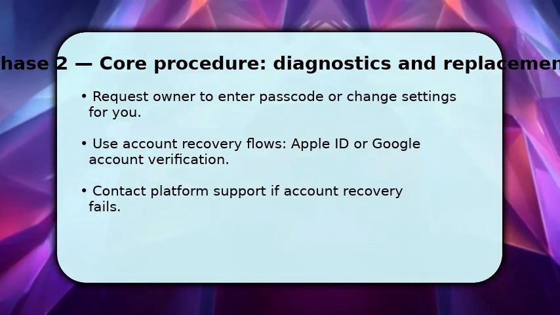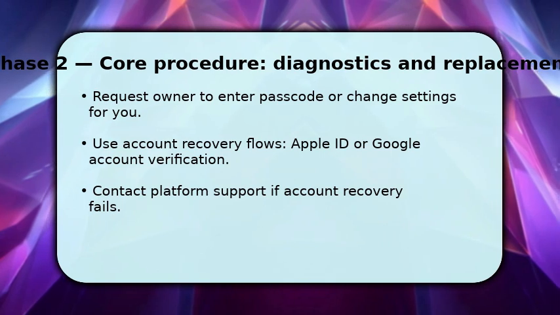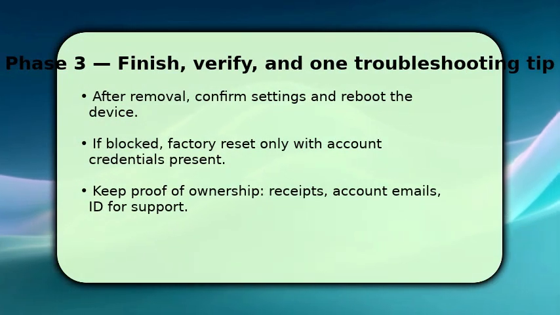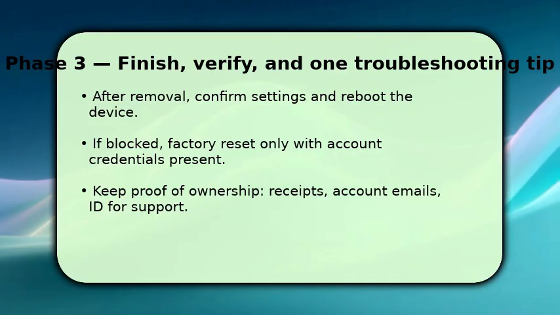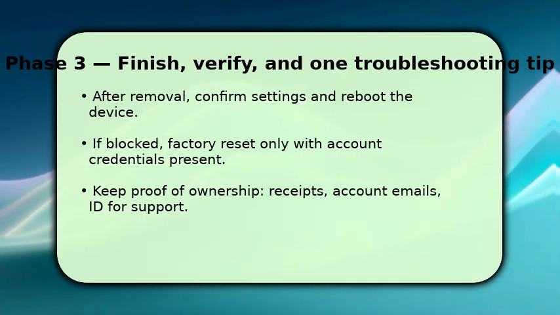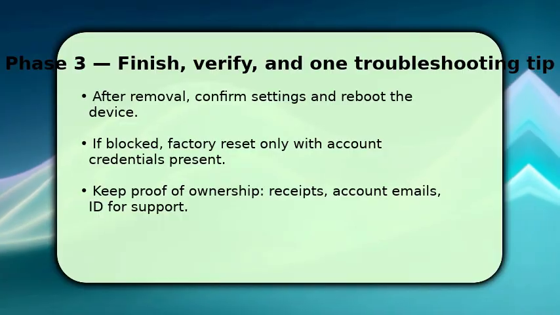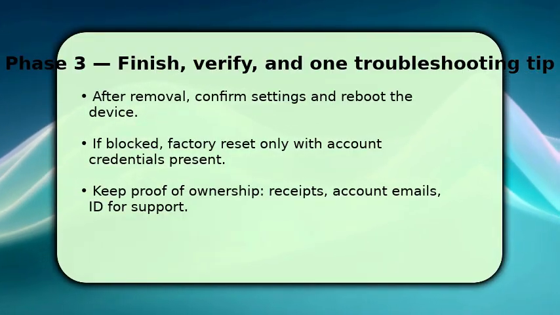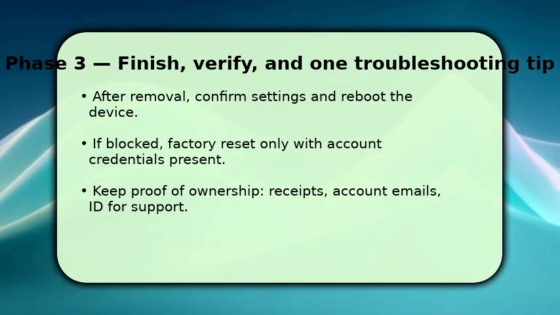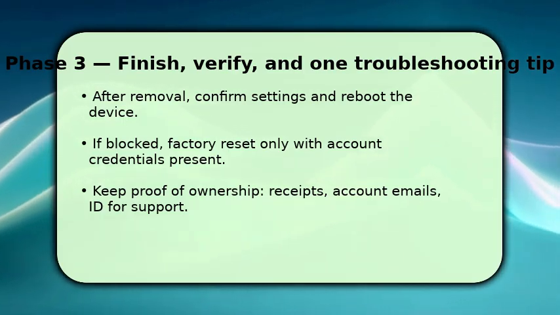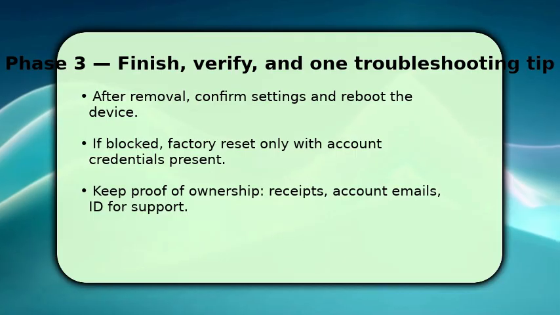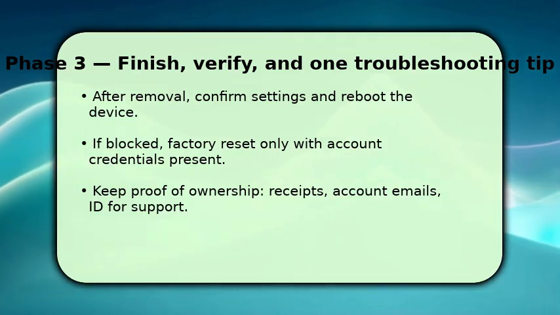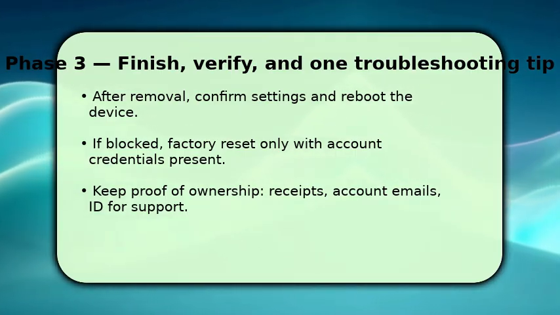After the owner disables screen time, review settings and reboot so changes fully apply. If you still see restrictions, avoid unsanctioned hacks. Factory reset requires the account credentials to reactivate, so only perform it with the owner present. If problems persist, collect proof of ownership, purchase receipts or account emails, and escalate to official support. This speeds verification. Troubleshooting tip: if account recovery stalls, ask.